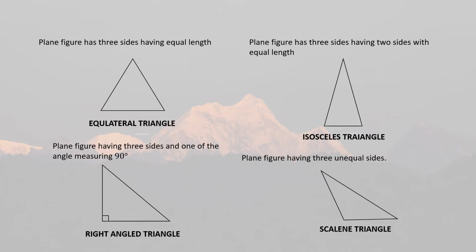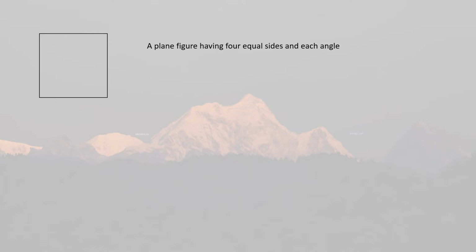Now, they have their individual names, but together we call them triangles because they have three sides and three angles. Now, we have this figure having four sides, and all the four sides are equal here. Each angle is measuring 90 degrees. We call it a square.